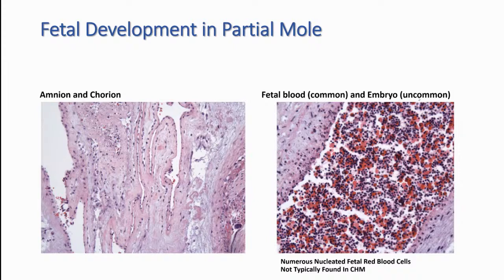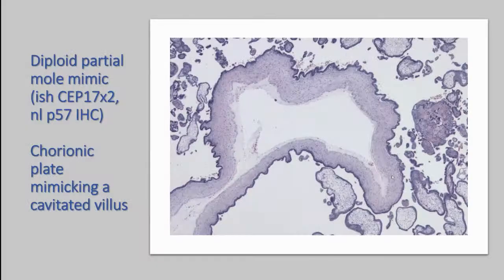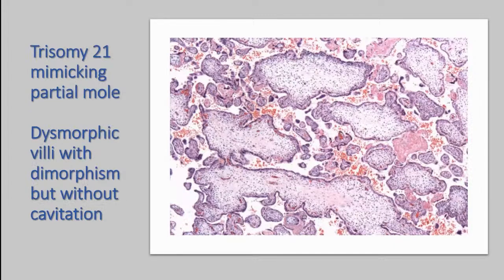And it's true that numerous nucleated fetal red blood cells are not typically found in complete mole. That said, we have seen over the years a few cases of complete mole with a few nucleated red blood cells present. So it's not an absolute indicator that it's a partial mole, but it's pretty good. There are some mimics to be aware of. There's chorionic plate mimicking a cavitated villus, so don't jump at that. And aneuploids can mimic a partial mole quite well.